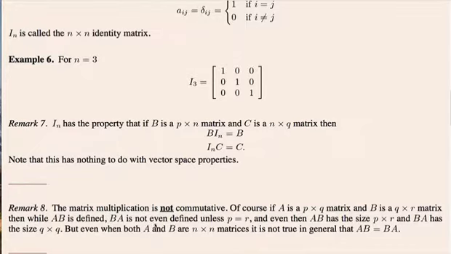But even if they are the same dimension, because it could be that A and B are both n by n matrices, and that means that AB is an n by n matrix and BA is an n by n matrix, still it is not true in general that AB equals BA.